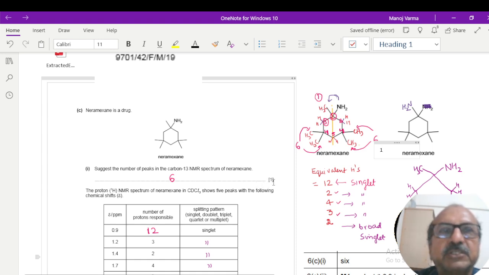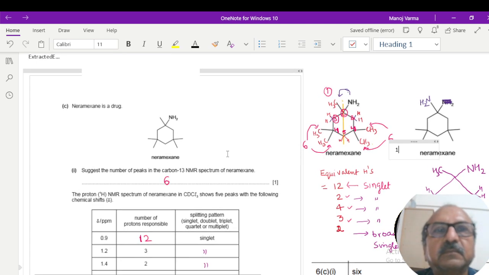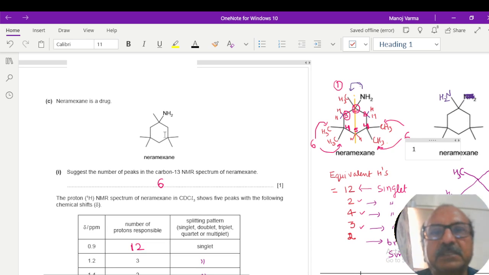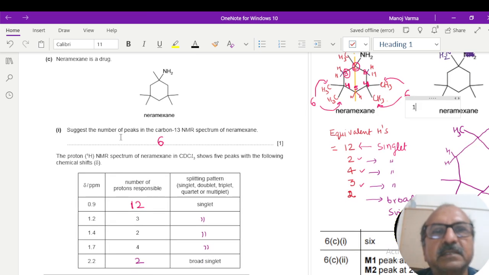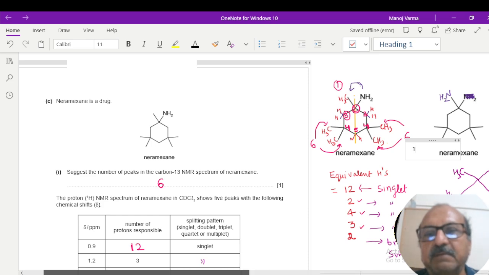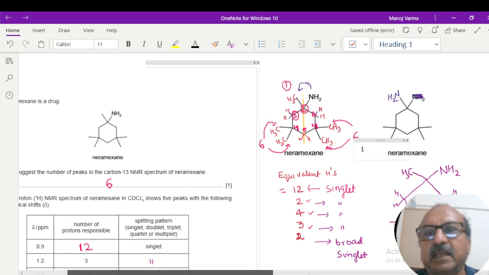So let's start with the question. The question says that Naramaxane is a drug, and the structural formula for Naramaxane has been given here. The question is: what is the number of peaks in the carbon-13 NMR spectrum of Naramaxane? The answer is 6, but let's try to find out how the answer will be 6. For that reason, I have tried to explain the answer in detail.